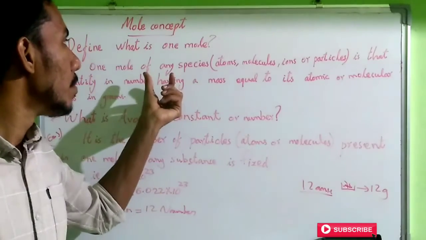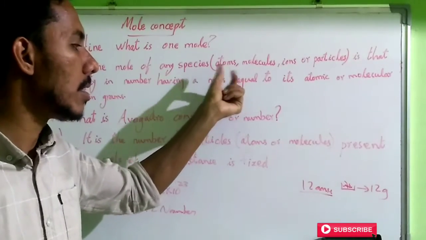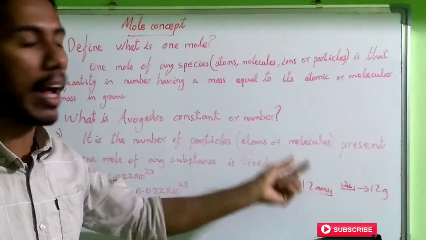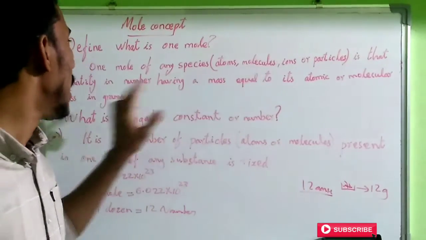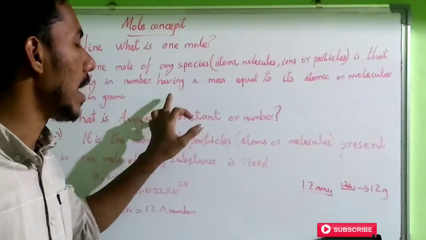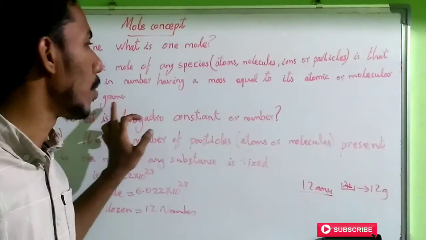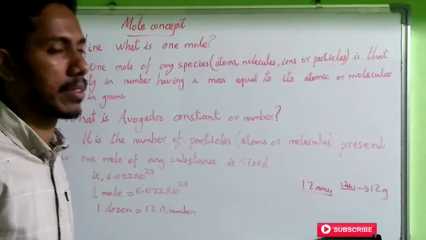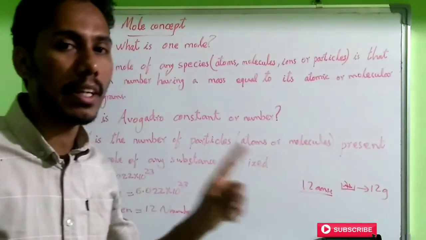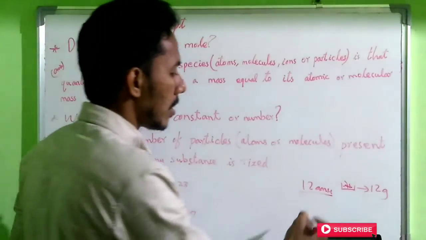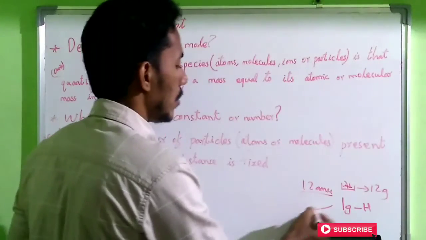So 1 mole of any species. Here I take carbon atom. So 1 mole of carbon is that quantity in number having mass equal to its atomic or molecular mass in grams. If you take 12 gram of carbon, then it is 1 mole. If you take 1 gram of hydrogen, then it is 1 mole.